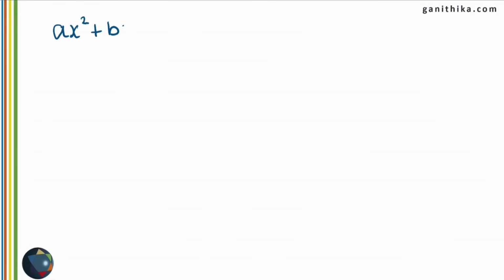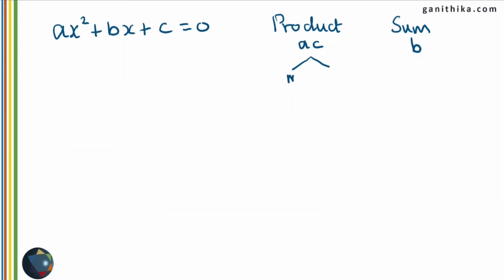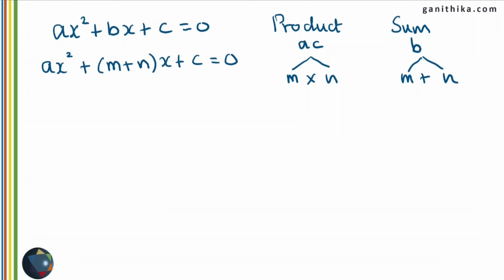Let's prove this in general. ax² + bx + c = 0 is the general form of a quadratic equation. The product is ac and the sum is b. So you will find two numbers, m and n say, so that m times n should give you ac and m plus n will give you b. That is the way we proceed, and you will split the middle term bx into mx plus nx like this.